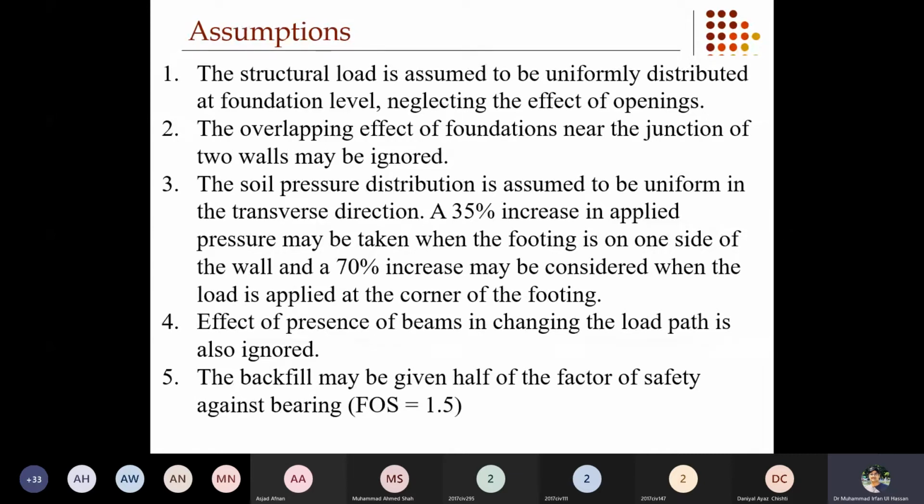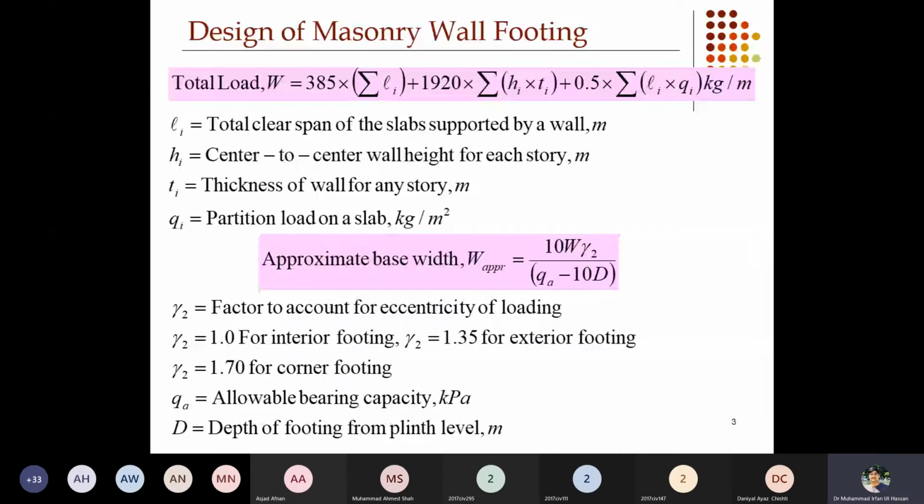So normally some of the engineers design it by thumb rule for 1 story, 2 story, 3 story, but it's better that we compute the total load and then decide the area of the footing and then decide the number of steps required in the footing. Basically, the design is not difficult because you just need the total width and number of steps of footing. For that, first of all, you need to compute the total load acting on the footing.